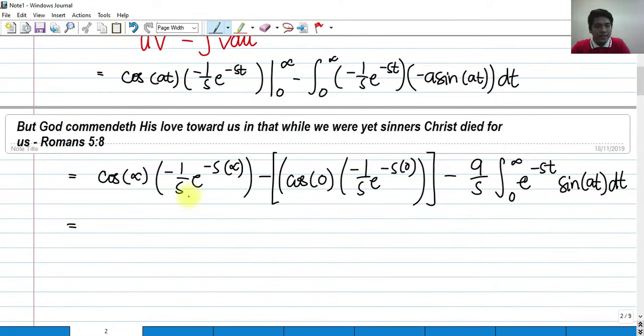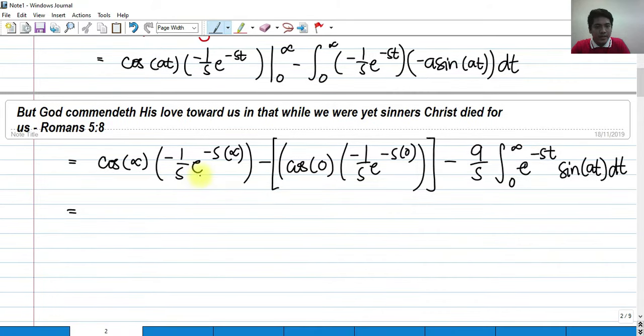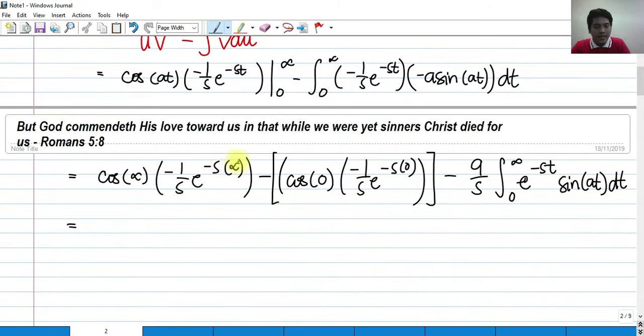If we evaluate this, the term e raised to negative s multiplied by infinity is 0. So 0 multiplied by this should be 0. Minus negative 1 over s multiplied by e raised to negative s multiplied by 0. e raised to 0 is equal to 1, so that would be negative 1 over s times 1, which is negative 1 over s. And cosine of 0 is also 1.